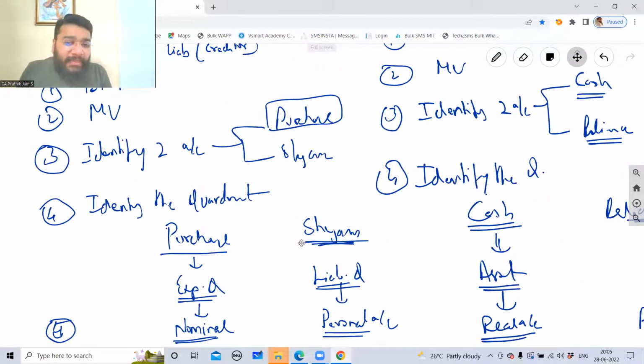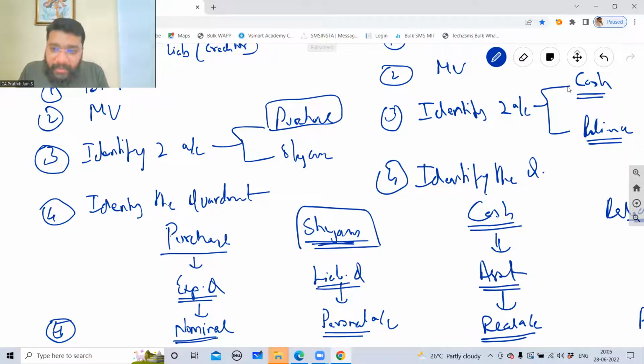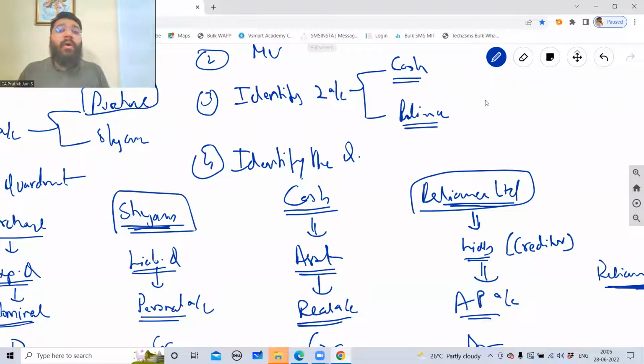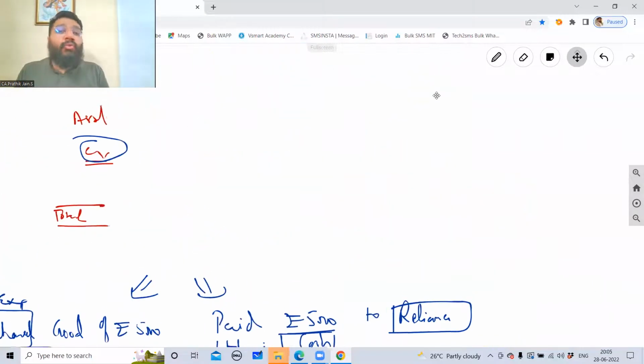So for example, creditor Sham is the natural personal account. Sham is a human being, boss. So it's a natural personal account. He's a creditor, to whom I have to pay the money. Same way, Reliance Limited also is a creditor, but here it is an artificial person. Are you able to follow? So all the accounts which are either natural person or artificial person, you don't go to any other house, you come to my house.